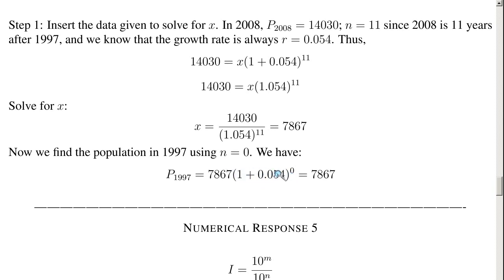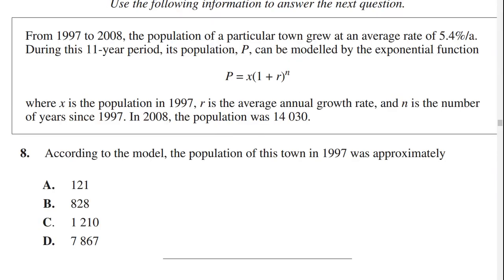And any number to the power of 0 is just 1 automatically, except for 0 to the power of 0. But that's a different conversation for a different day. For right now, this to the power of 0 is just 1, and our final answer is just 7,867. Okay. And there we go. Our answer is D. 7,867.